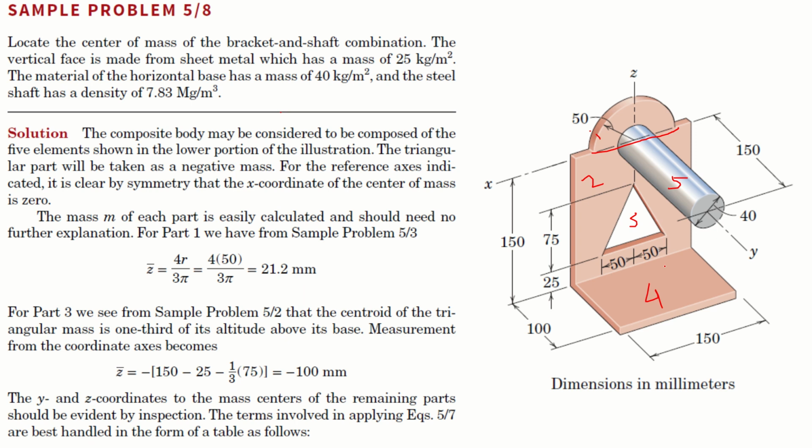Each region has its own weight. As you can see, look at the problem. The first vertical plate, starting from the semicircle to the bottom, has a mass variation per unit area of 25 kilograms per square meter. Similarly, the horizontal plate is 40 kilograms per square meter. And finally, the center rod is 7.83 megagrams, that is about 7,830 kilograms per cubic meter.